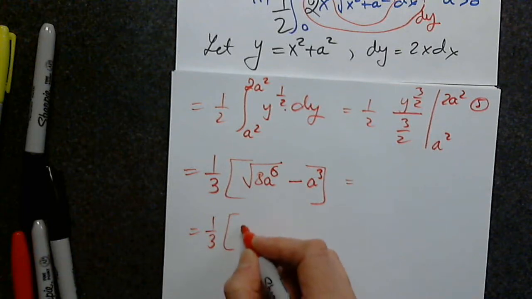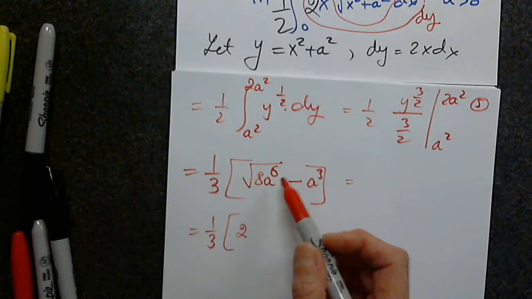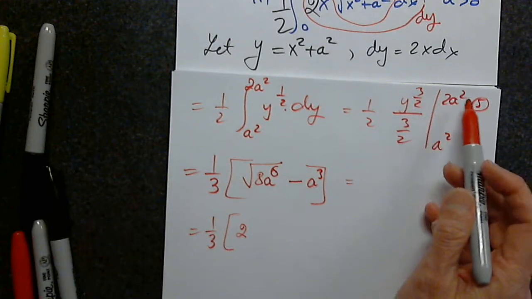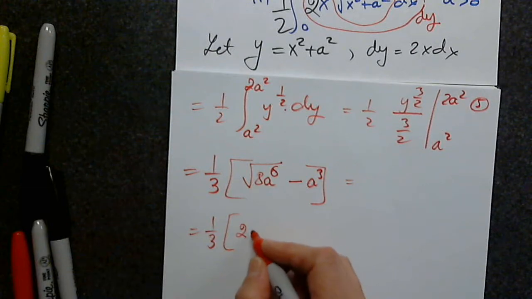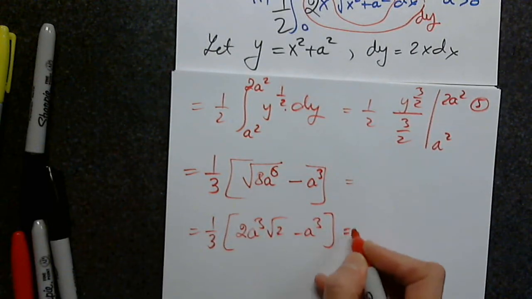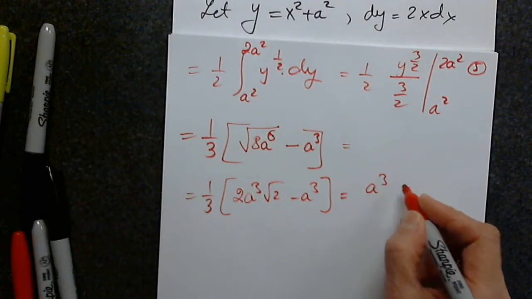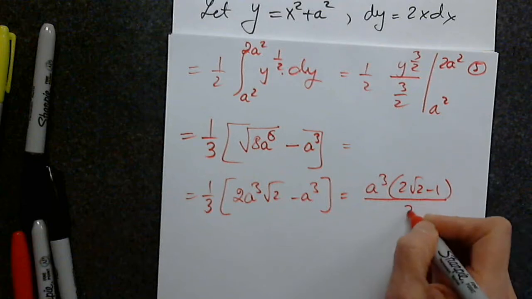Then I have 2, and it was 2 to the 3rd, the square root. Yes. Ooh, I have the square root. Okay, 2 a to the 3rd, the square root of 2, minus a to the 3rd. And you could write it as a cubed times 2 the square root of 2 minus 1, over 3.